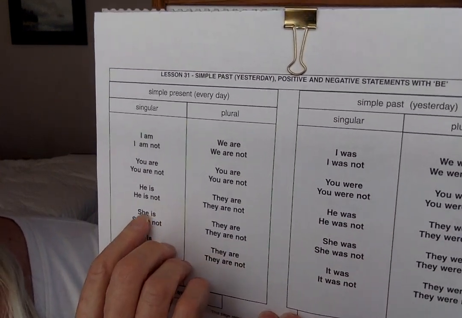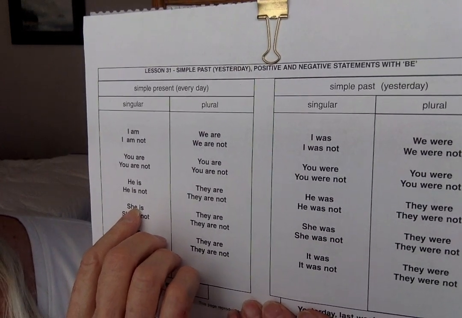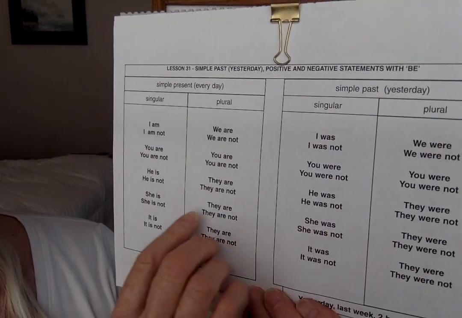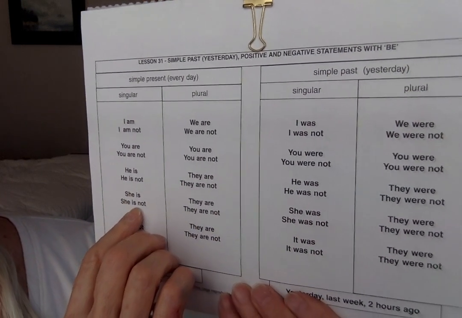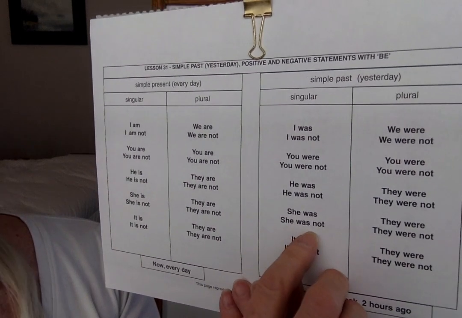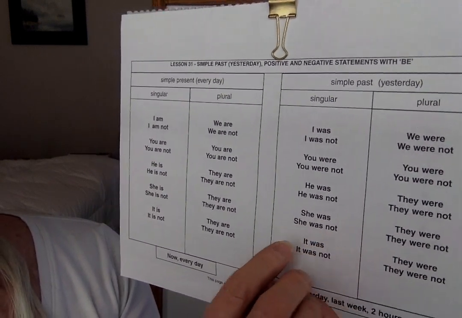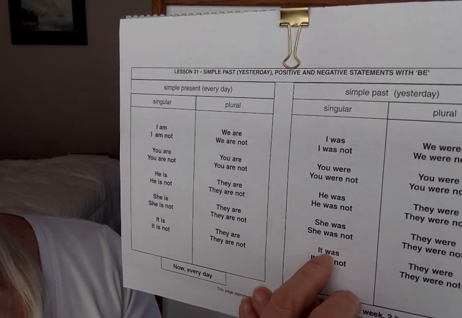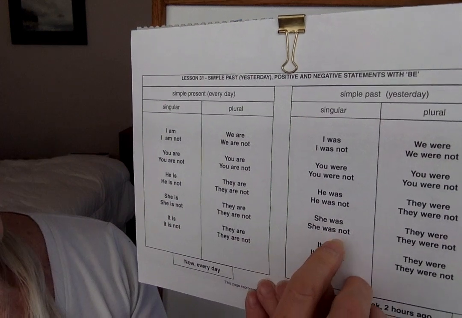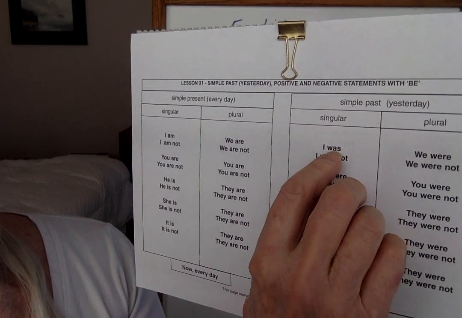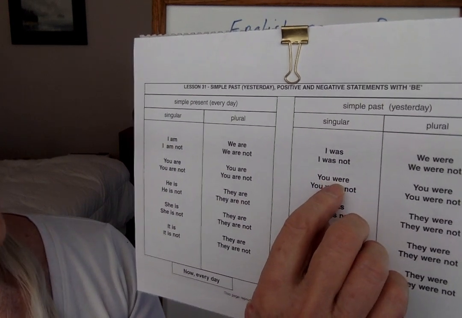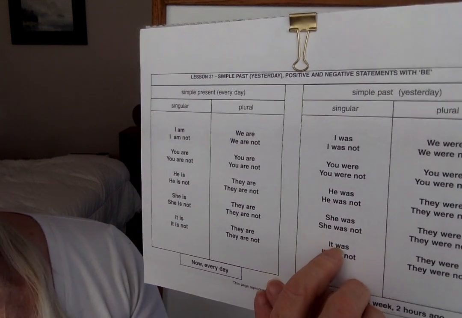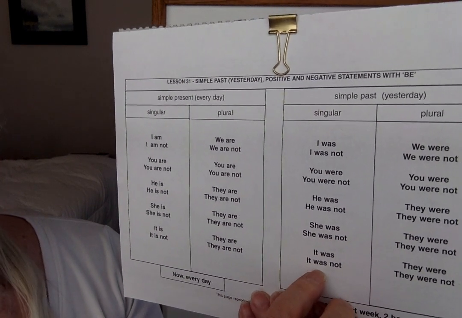Here is she is presente. Pasado, she was. Presente, she is not. Pasado, she was not. And then last of all, in the singular, it is becomes it was. So singular, you have was, I was. Here is were, but then was. So we have it was, or it was not.